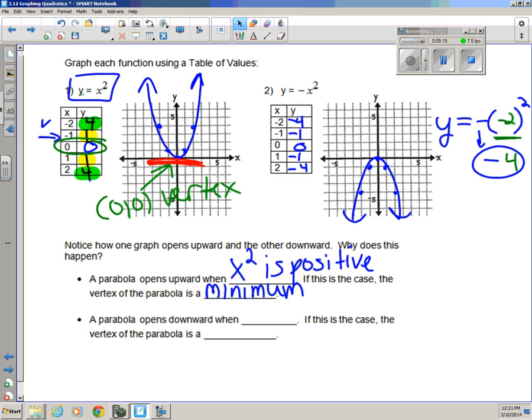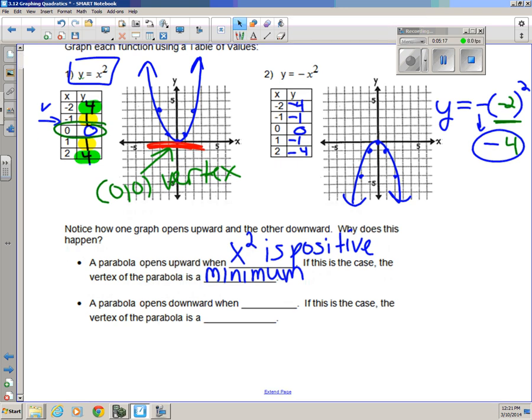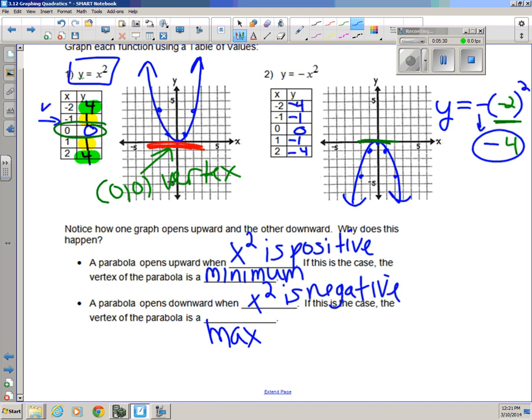Okay, so then the parabola opens downward when x squared is negative. If that's the case, then this is the highest point of the graph. We'd call the highest point, or the vertex, a maximum.